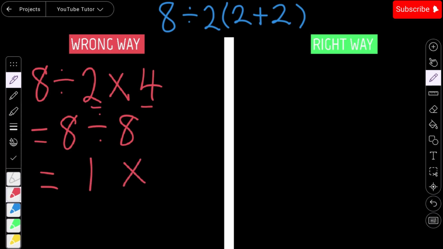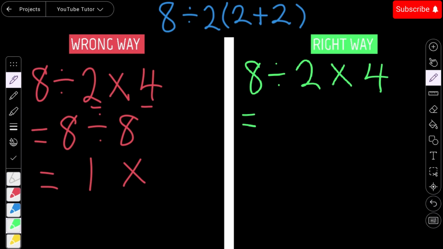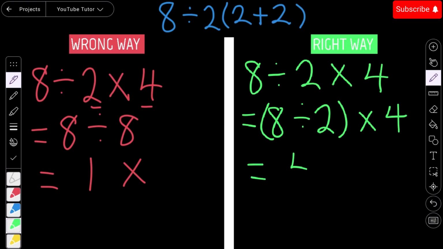And that's totally wrong. Now, the right way to do that is 8 divided by 2 times 4. But on the next step, you put 8 divided by 2 in parentheses and multiply that by 4. So now we get 8 divided by 2, which is 4, times this 4. And 4 times 4 gives us 16, which is the right or correct way.